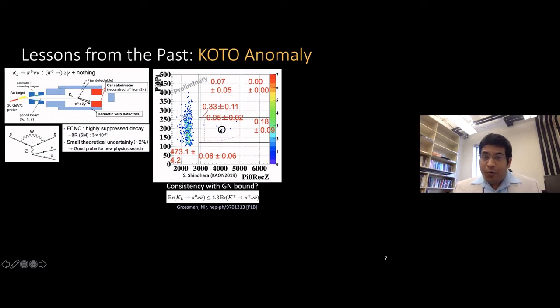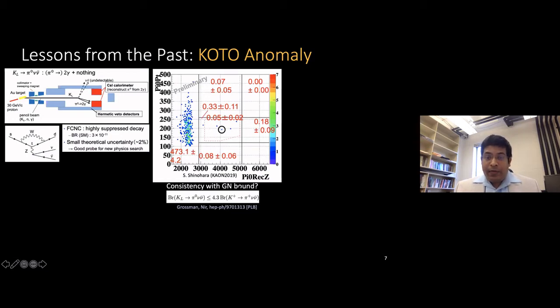Out of these 4, one of the events they later identified as a veto issue, so you can reject that, but you still have 3 events compared to 0.05 background. So that's a quite significant result. But that led to some questions, of course: how can we really understand this signal?